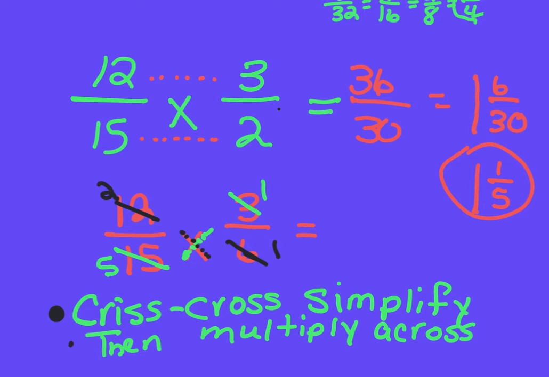Once you do that, just multiply straight across. 2 times 1 is 2. 5 times 1 is 5. My final answer is 2/5. So when you do it this way, you simplify first, then get your answer. When you multiply straight across, then simplify, you multiply, then simplify.